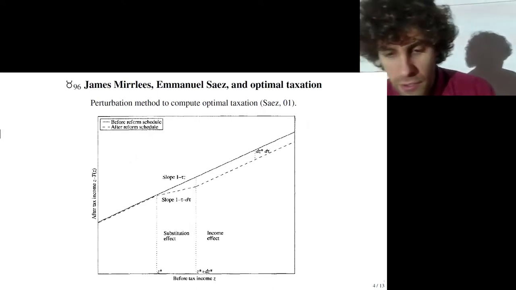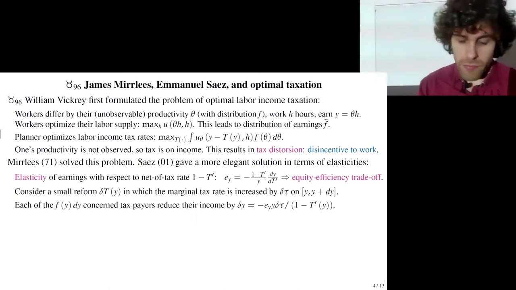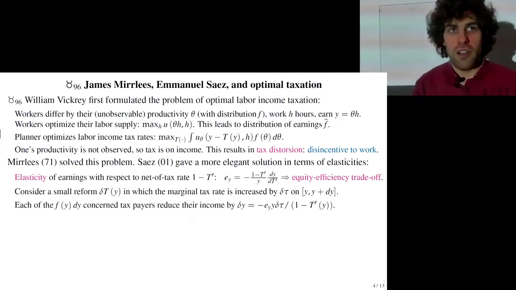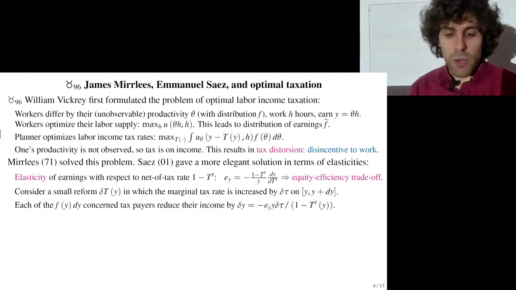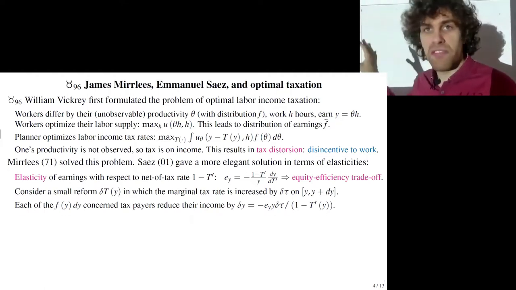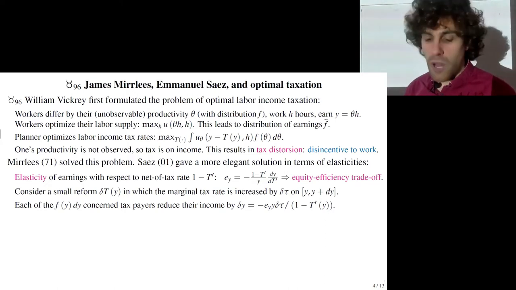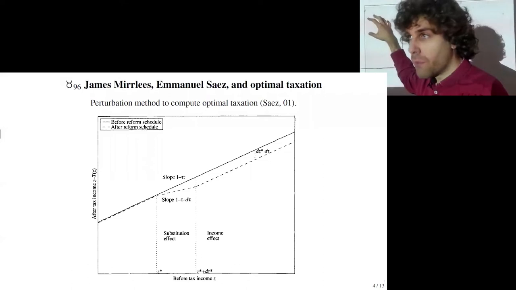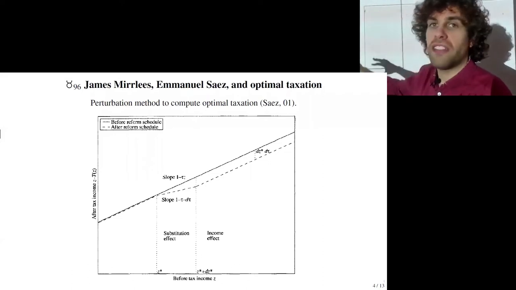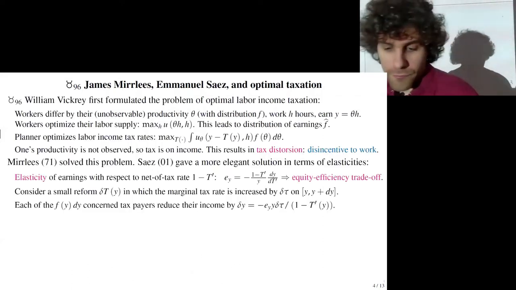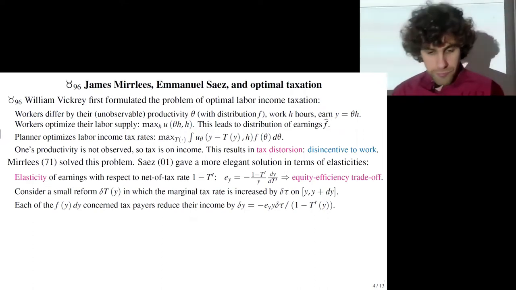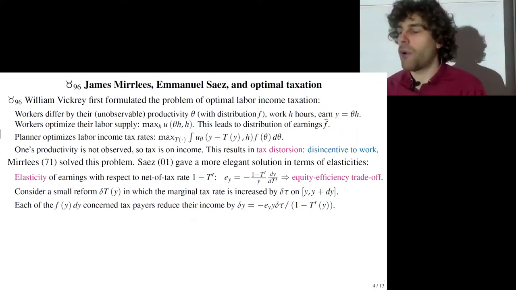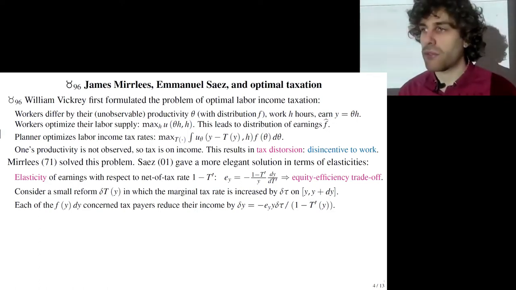So in this simplified exposition of the model, I will assume away income effects. So I will only consider the effect that reduces the labor supply, and not the effect that increases it. And you'll see that we can derive a formula for the income tax rate.